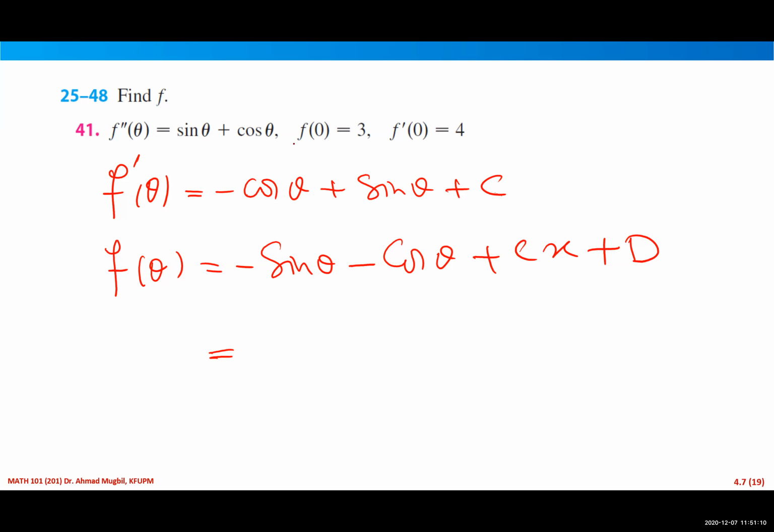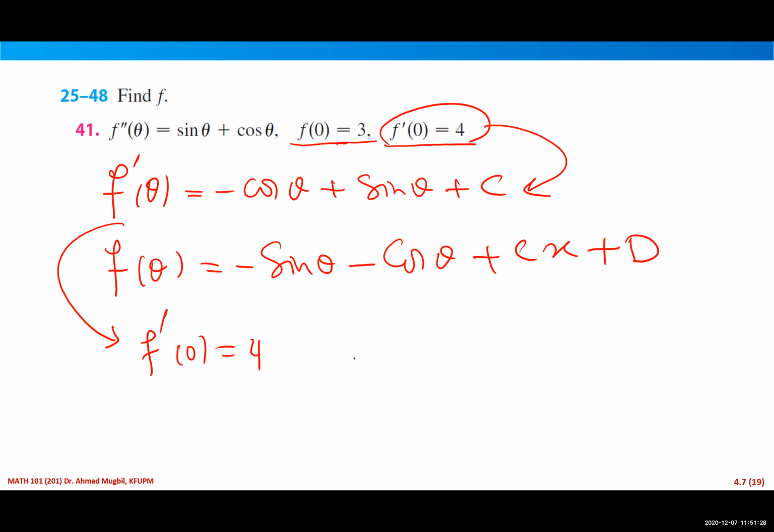So now, if you want, ya Shabab, to find the value of the function at 0, the value of the derivative at 0. Now, f prime at 0 equals 4. What does that mean? We will use it to find c. I think it was better to use it from the beginning. f prime at 0 equals 4 means that 4 equals negative 1, because cosine 0 is 1 and sine 0 is 0, plus c, which means that c equals 5. Am I right? So this is 5, Shabab.